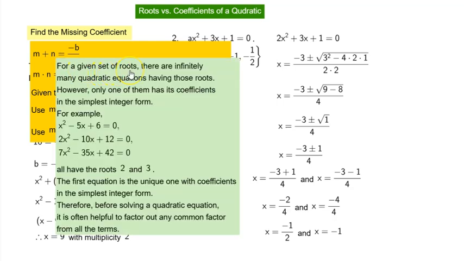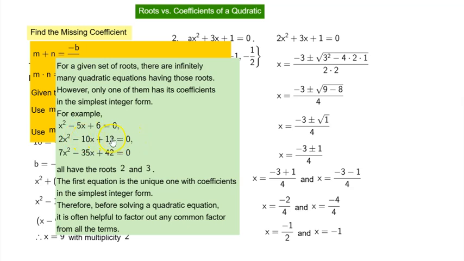For a given set of roots, there are infinitely many quadratic equations having these roots. However, only one of them has its coefficients in the simplest integral form. For example, x square minus 5x plus 6 equal to 0. Right? This has the roots 2 and 3. Now let's take a multiple of this. So we multiply the first equation by 2. We get 2x square minus 10x plus 12 equal to 0.